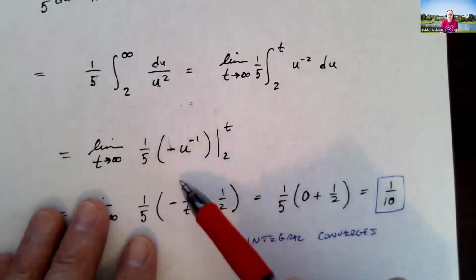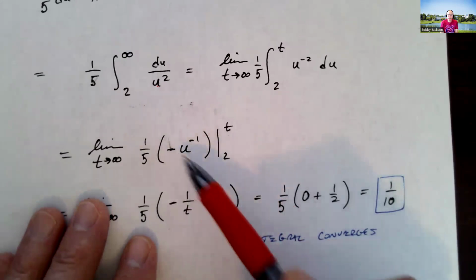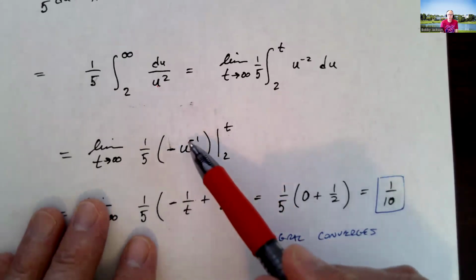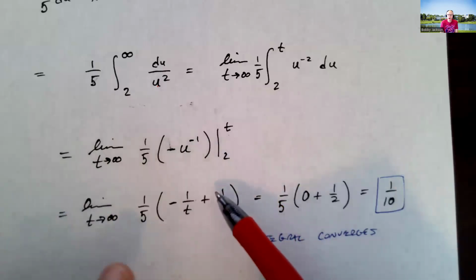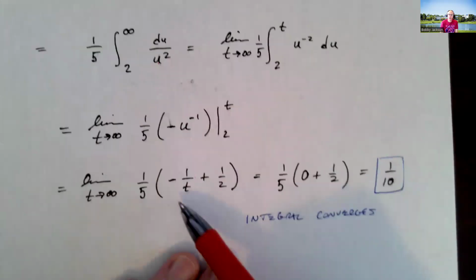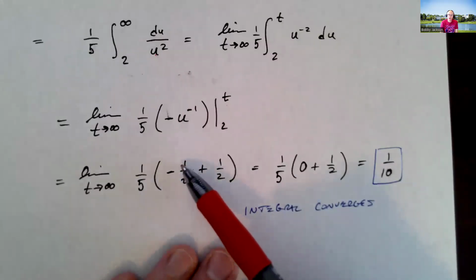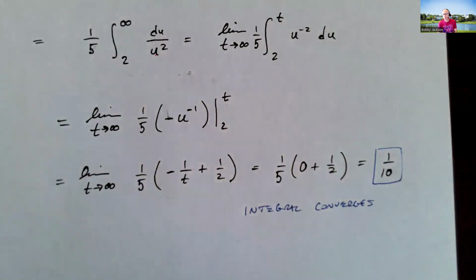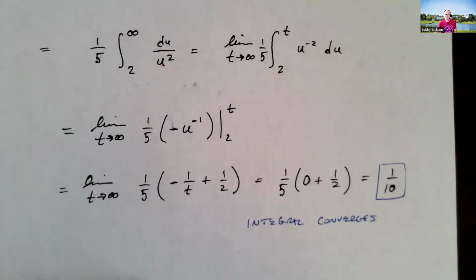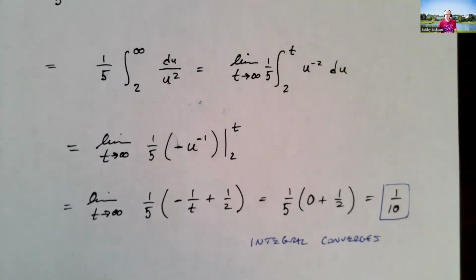Plug in t, I get negative 1 over t minus a negative, or plus 1 over 2, when I plug in 2. Now I can take the limit as t goes to infinity. The only thing that's changing is this fraction here as t goes to infinity, and that is going to go to 0. And so our limit is 1/10. The integral converges, and we have evaluated it. The value of the integral is 1/10. Okay, pretty cool problem. I hope that helps.